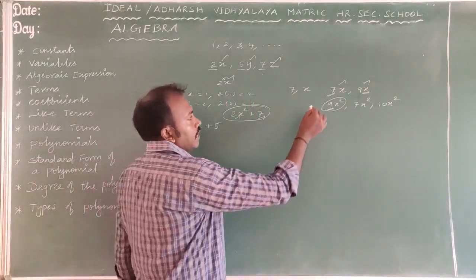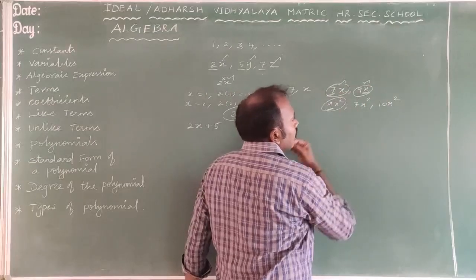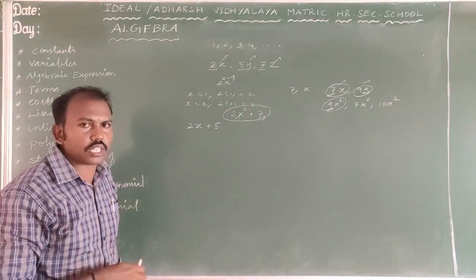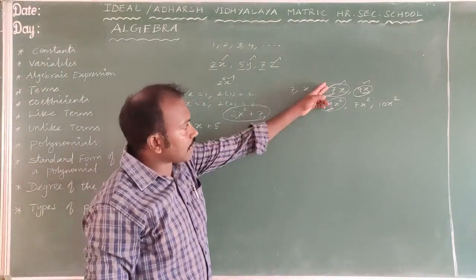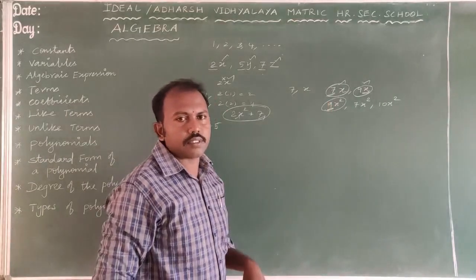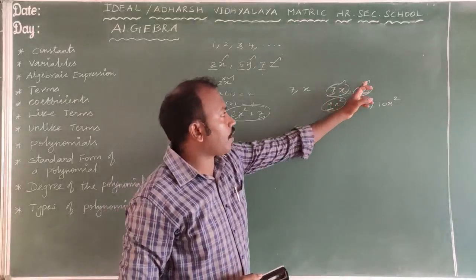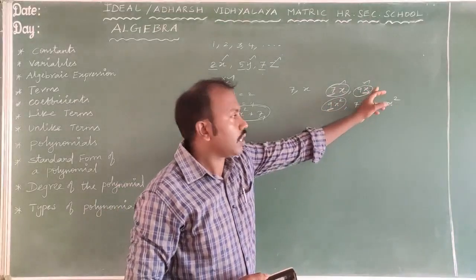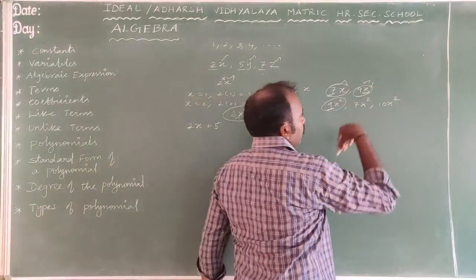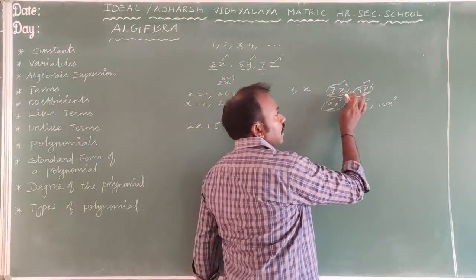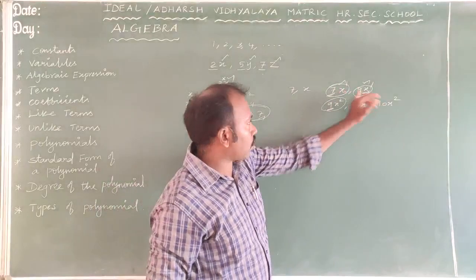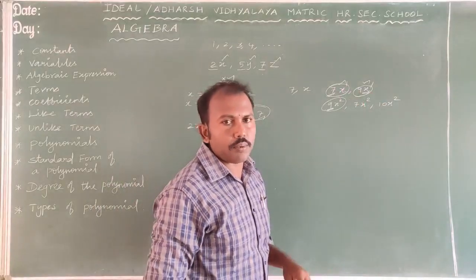Like terms. Here 7x and 9x both are like terms. Then 7x and 9x squared, here both are unlike terms. That is the like terms now: same power are like terms, different power are unlike terms. Here x to the power 1 in both, so 7x and 9x both are like terms. Like terms have the same power, the coefficients may differ, no problem.